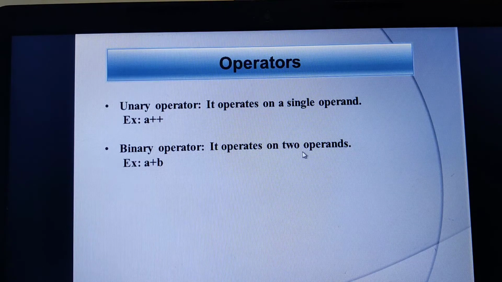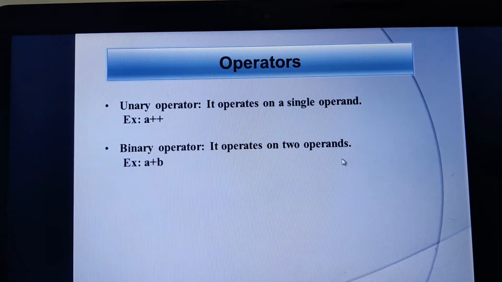Similarly, binary operators operate on two operands, as I said, A plus B. So plus is an operator, A and B are the two operands. I hope you are able to understand. Fine.